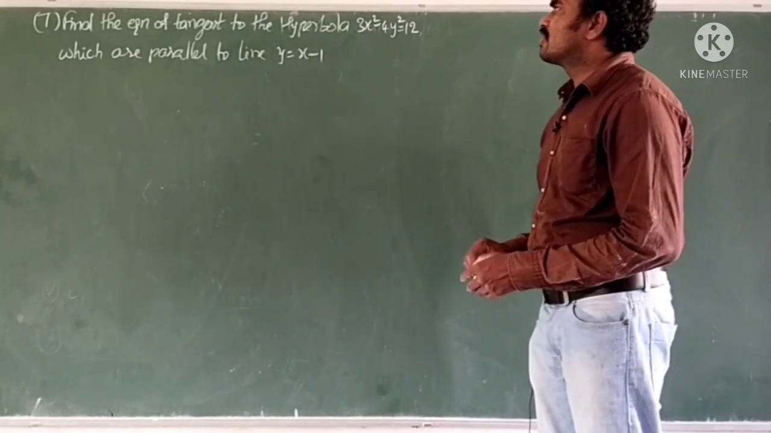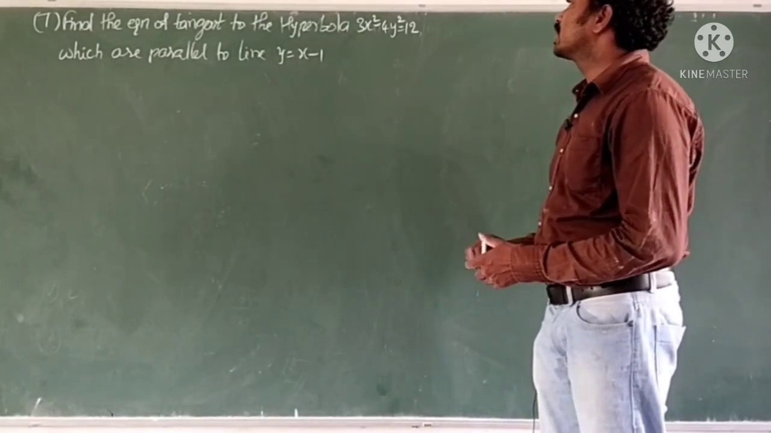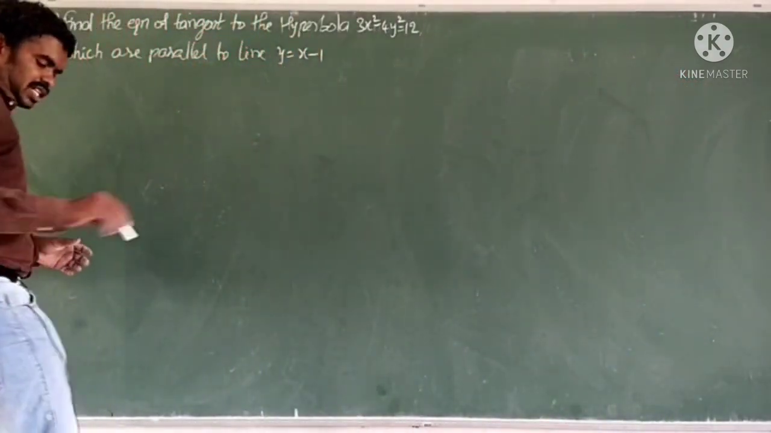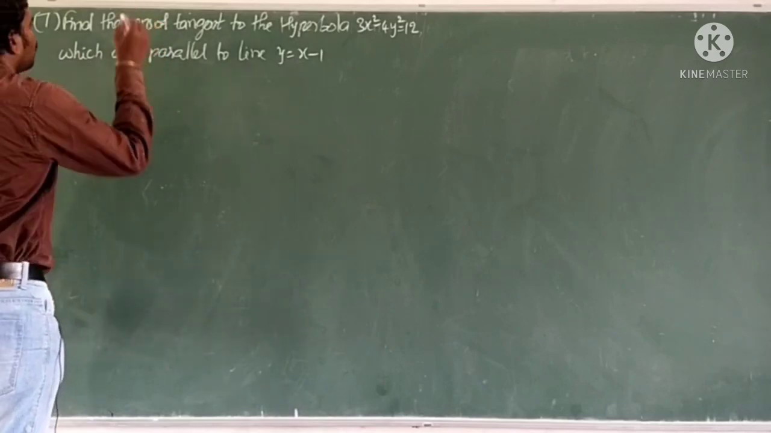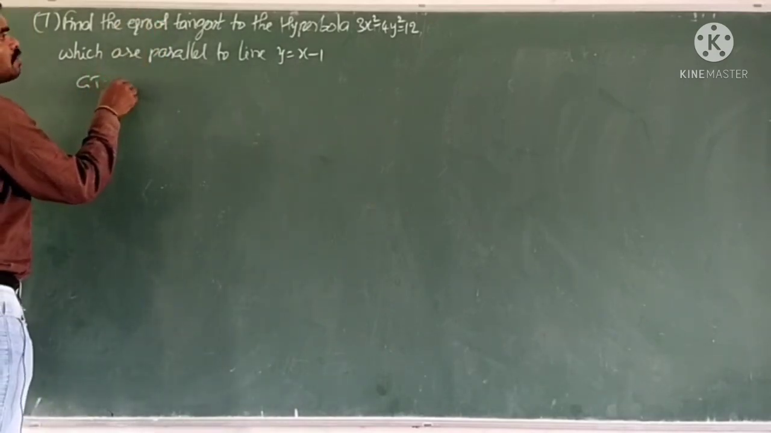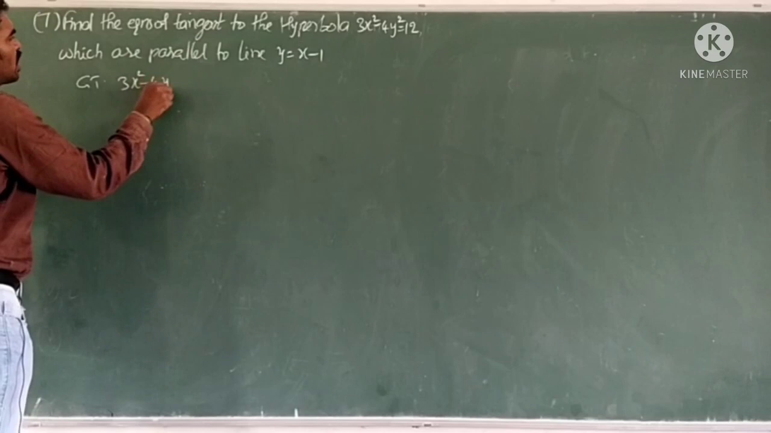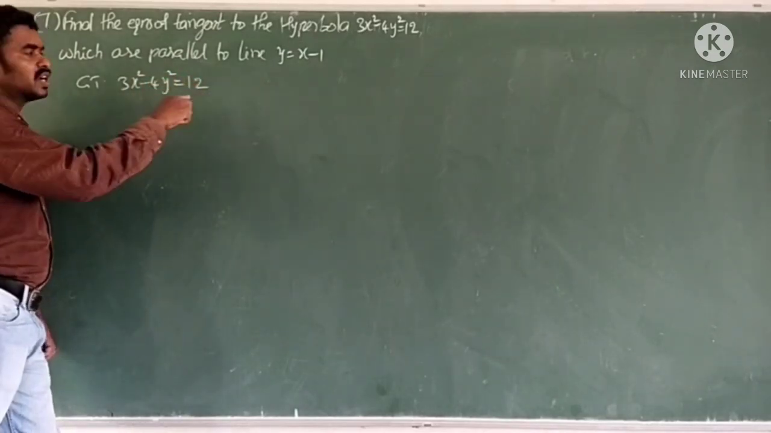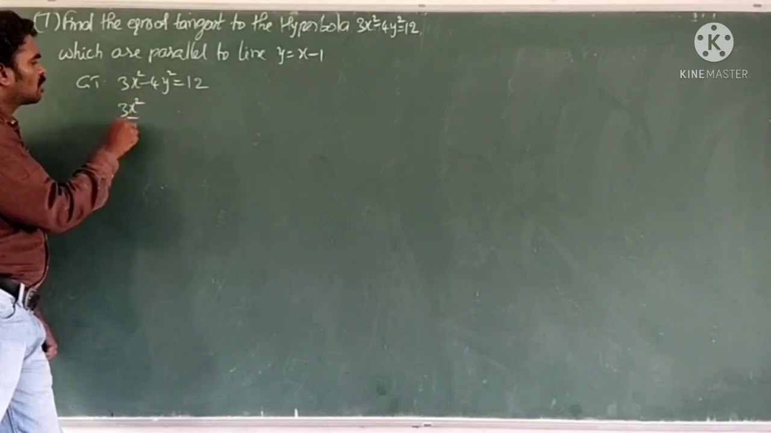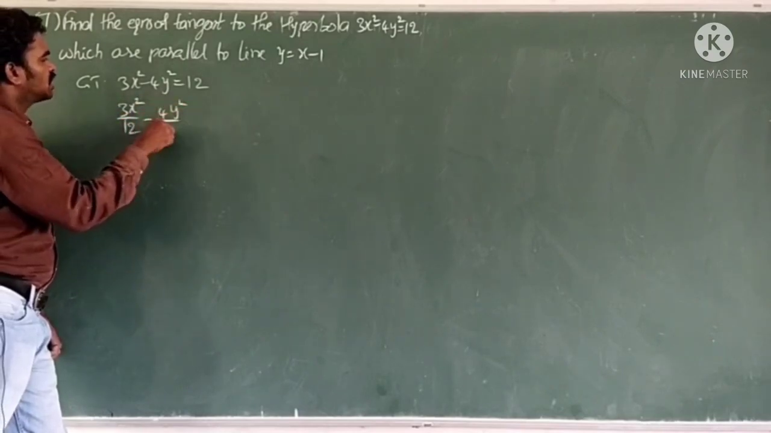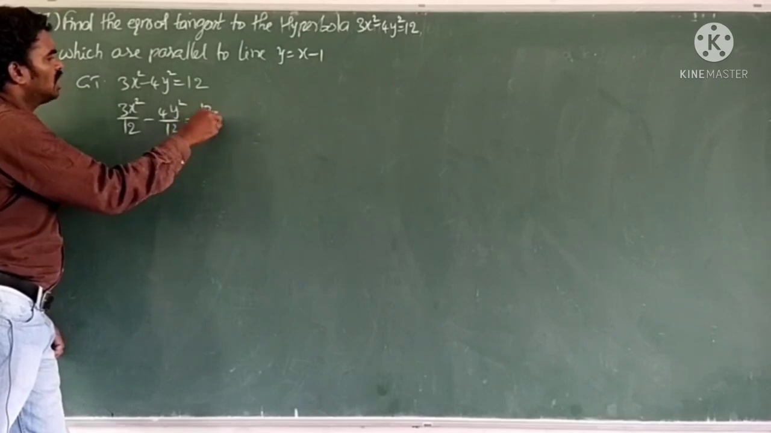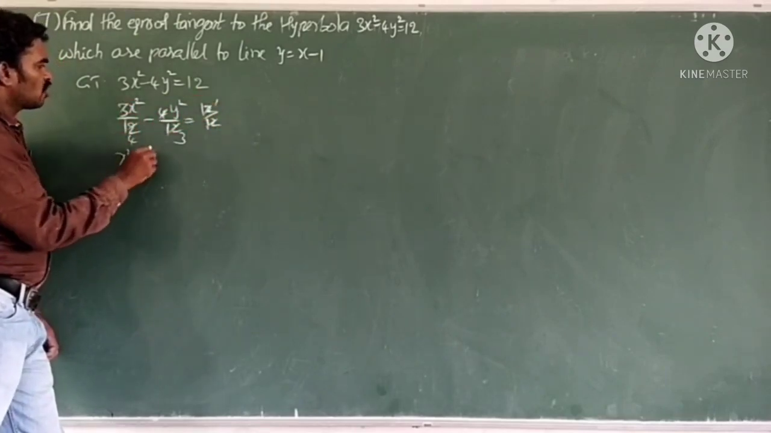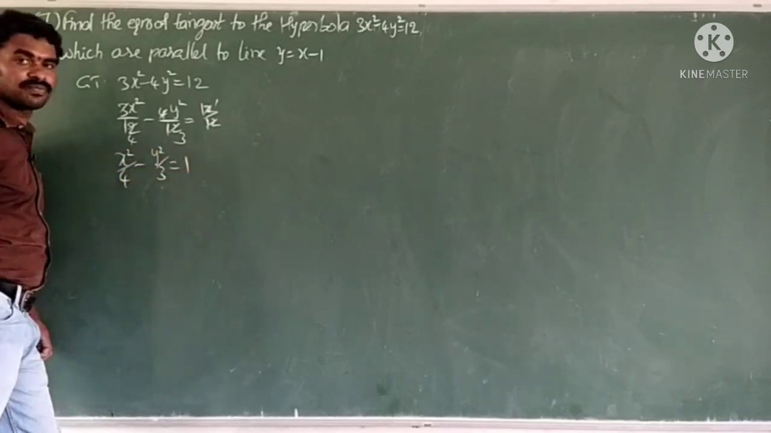Seventh one: find the equation of tangent to the hyperbola 3x square minus 4y square equal to 12, which are parallel to the line y equal to x minus 1. Given that the hyperbola is 3x square minus 4y square equal to 12, generally we divide by 12. So we get 3x square by 12 minus 4y square by 12 equal to 12 by 12. Cancel: 4 threes are 12, 3 fours are 12. So x square by 4 minus y square by 3 equal to 1.